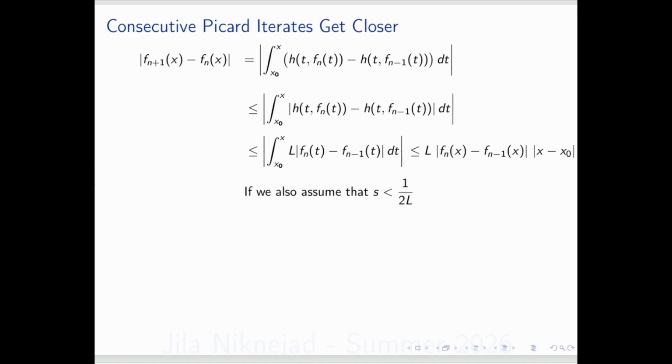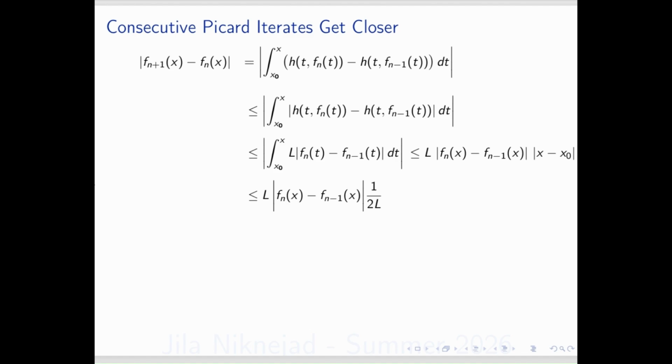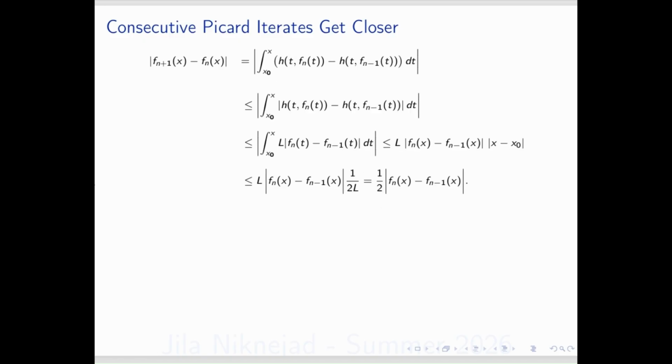If we also assume that the s that we chose for the length of the rectangle is also less than 1 over 2L, then we can say that this entire thing is less than or equal to L times the absolute value of f n of x minus f n minus 1 of x, times 1 over 2L. Now, the L's simplify, and you get 1/2 of the absolute value of f n of x minus f n minus 1 of x. So for each x, the difference in the consecutive Picard iterates gets smaller.